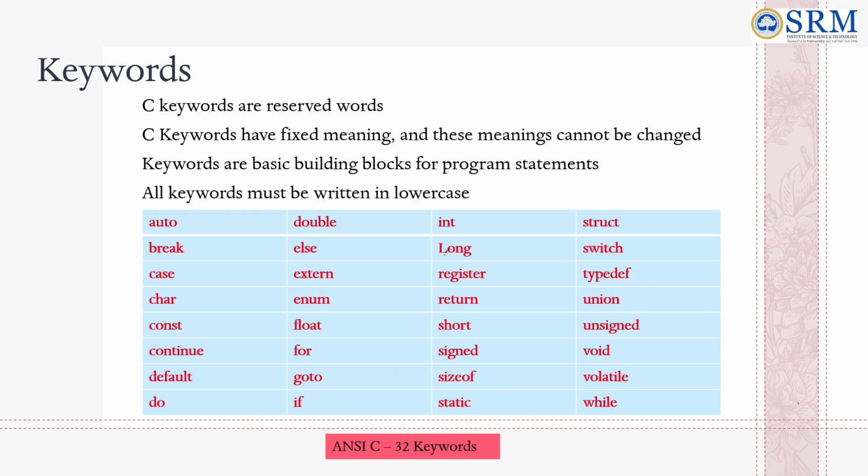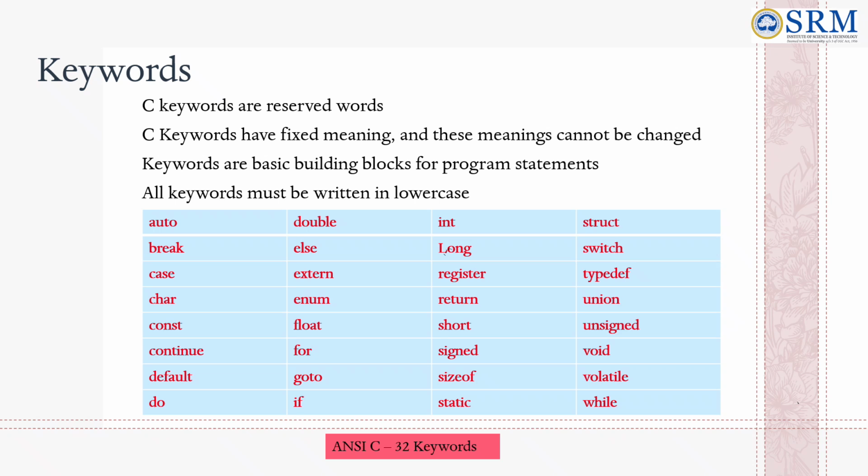Keywords. C keywords are reserved words. They have fixed or special meaning, and these meanings cannot be changed. Keywords are the basic building blocks for program statements. All keywords must be written in lowercase. There are 32 keywords in ANSI C.